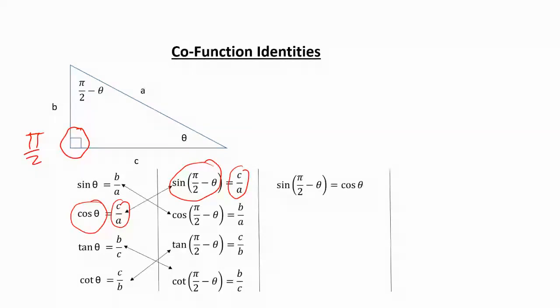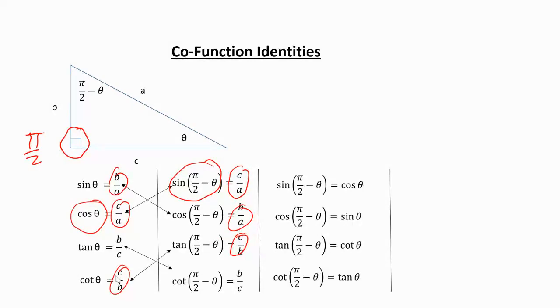Okay, so the second one, of course, should also make sense: since this is b over a and this is b over a, that should make these two things equal to each other. The cosine of pi over 2 minus theta should be equal to the sine of theta. And then if you follow that logic along, the tangent of pi over 2 minus theta should be equal to the cotangent of theta. Why? Because the tangent of pi over 2 minus theta is equal to c over b. This is also equal to c over b, so those two should be equal. And finally, and hopefully obviously, the cotangent of pi over 2 minus theta is equal to the tan of theta. So those are what we call our cofunction identities.